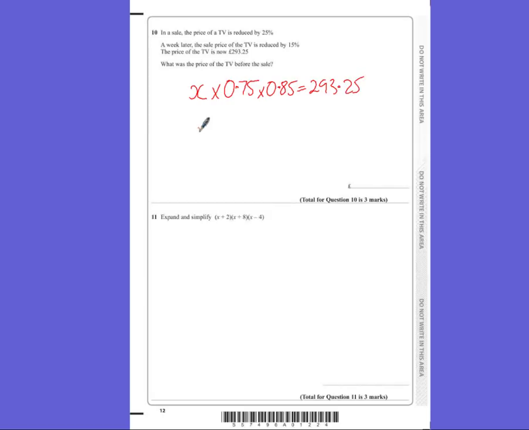So to work out what x is, we just do 293.25 and divide that by 0.75 times 0.85, and that will give us an answer of £460 for the original price of the telly. It says expand and simplify (x + 2)(x + 8)(x - 4). So the way I'd do this is I'd do the first two brackets first and leave the third one alone, and then do the third one after.